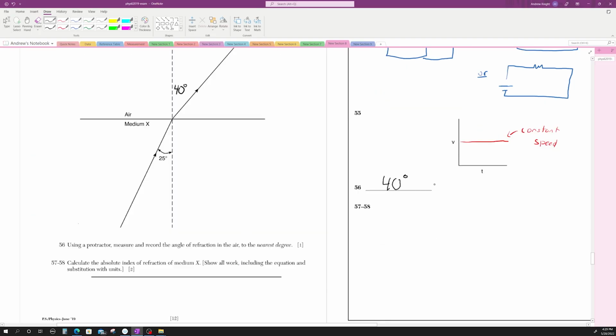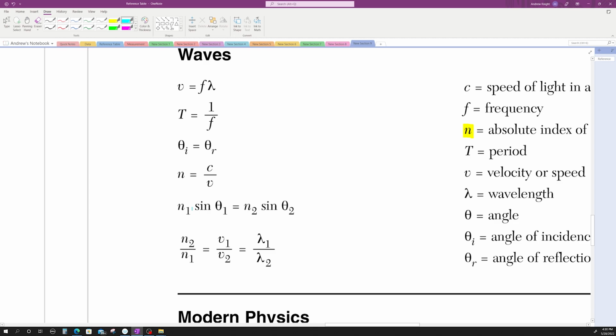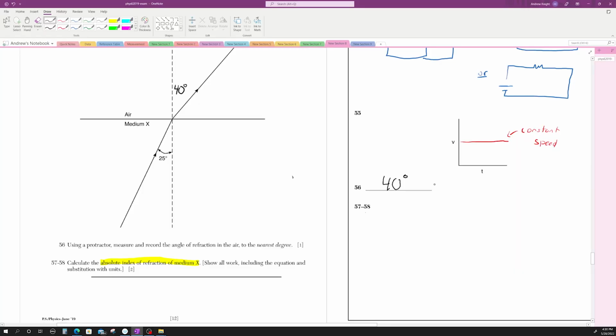Now we want to calculate the absolute index of refraction of medium X. This is going to be using good old Snell's law. So let's go to our reference table and look it up. Since we're talking about a wave, this is under the section of waves, Snell's law. N1 sine theta 1 equals N2 sine theta 2. We must write down our formula in our answer booklet.